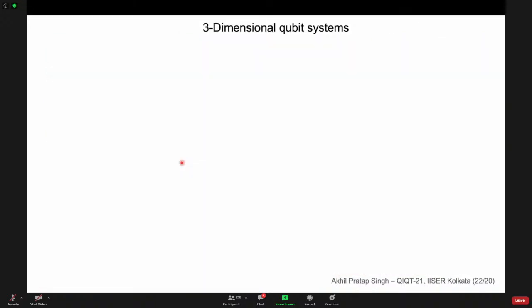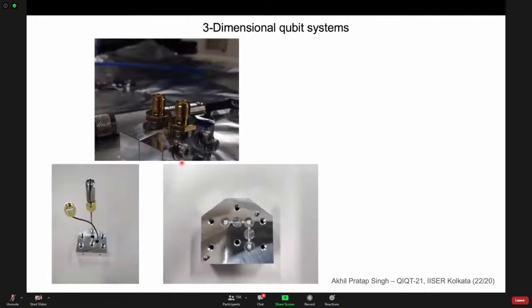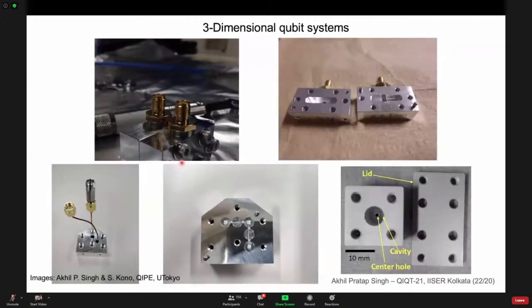Also there, we can have 3-dimensional qubit systems. So these pictures are from our lab. So actually I was working on this qubit system, the left side bottom, until some time ago, but I have now moved to the 2-dimensional qubit system. So 3-dimensional qubit systems have their own advantages and disadvantages. The advantage is that it has a very good quality factor. Because the mode volume is large, when you put the signal inside, it can be trapped very well inside. But the disadvantage is that it is not scalable.